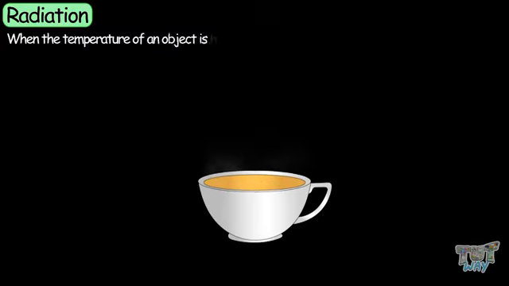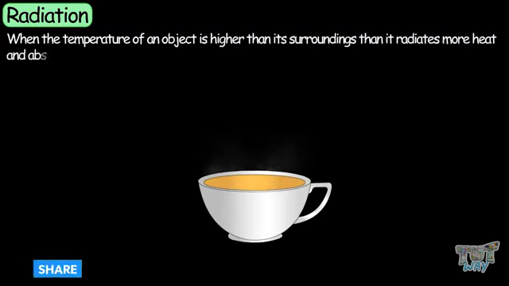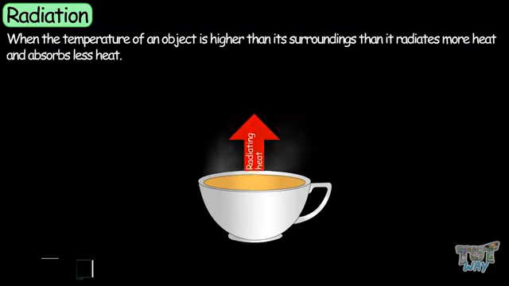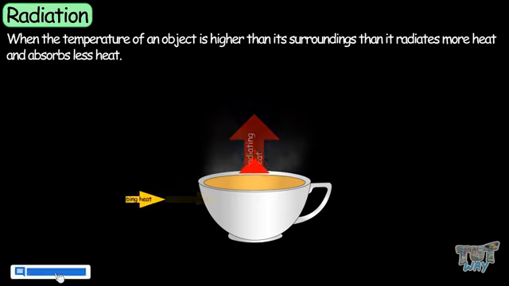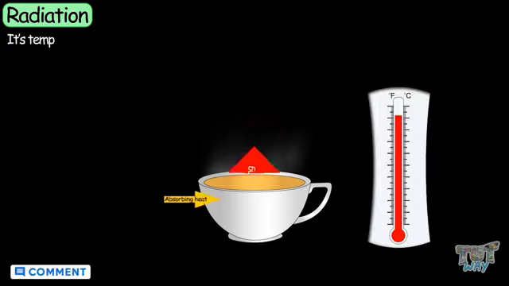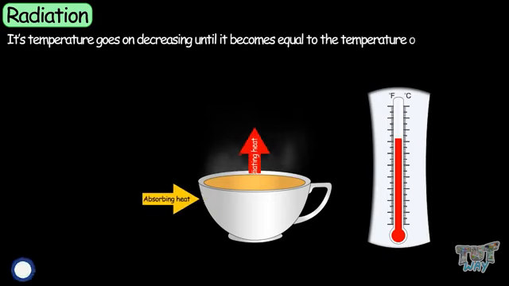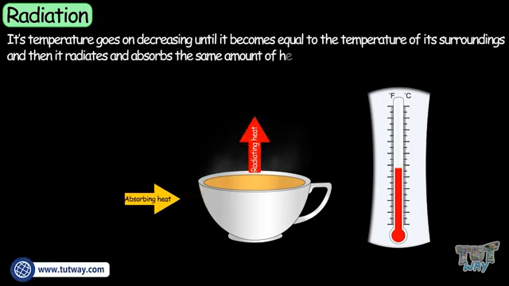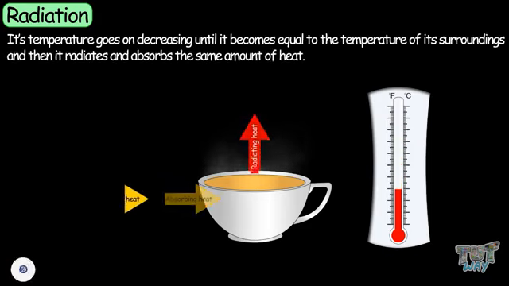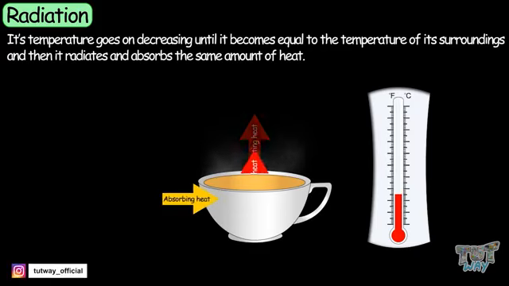When the temperature of the object is higher than its surroundings, then it radiates more heat than the heat that it is absorbing. And as a result, its temperature keeps on decreasing until it becomes equal to the temperature of its surroundings. And then it radiates and absorbs the same amount of heat.